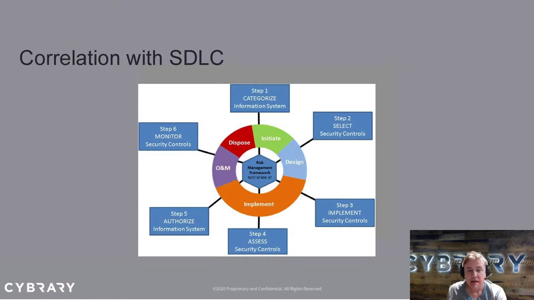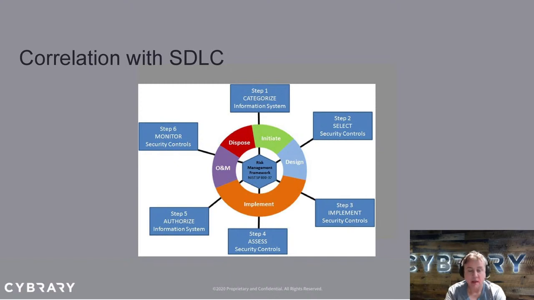And this little illustration shows you where these steps of the risk management framework fit in relation to the software development or system development lifecycle. I think this is a great chart. In initiation is where we categorize. Then for design, this is where we determine what controls need to go in, and then we implement the controls in the implementation piece. We test or assess, and then we authorize the system before it goes into operations and maintenance, which is where we monitor.